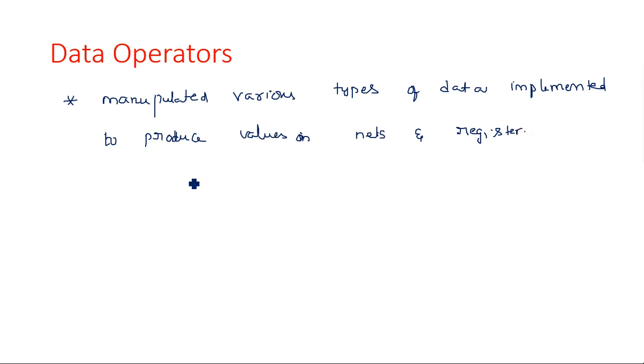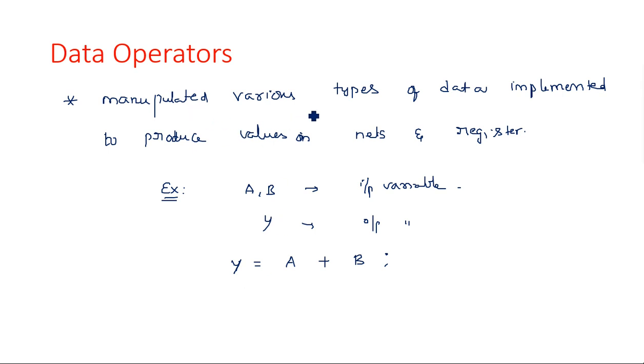What do you mean by a data operator? Suppose an arithmetic operator is there. I have two variables, a and b, which are two input variables, and y is an output variable. I want to add a and b and store it in y. Then y is equal to a plus b. Here plus is the operator, a is an operand, and b is an operand. The addition of these two is stored inside the operand y, which is an output variable.